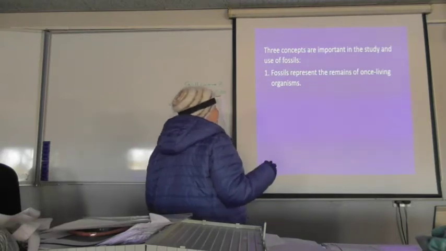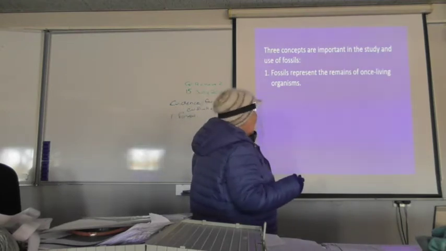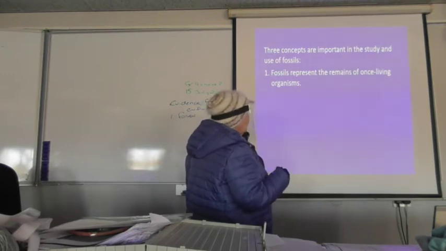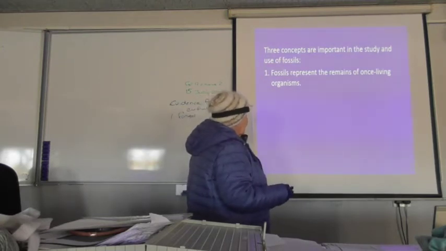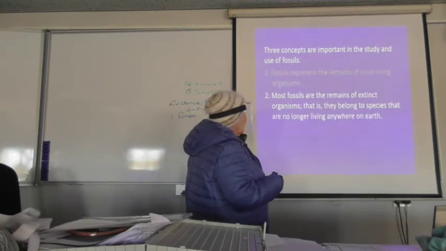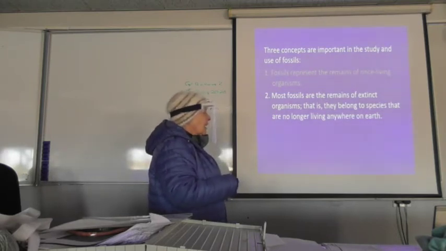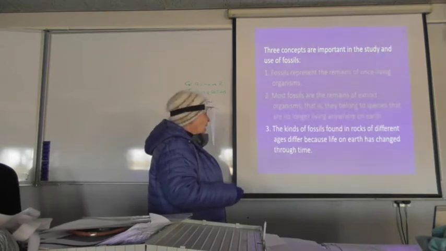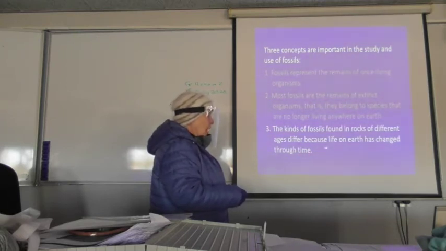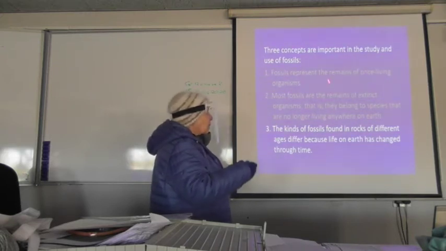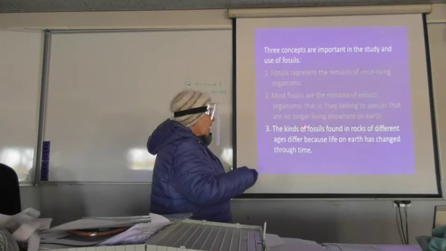There are three basic concepts in the study of fossil evidence that are important when considering it as evidence for evolution. The first one is that fossils represent the remains of once living organisms. That's critical. If they didn't, it would be absolutely no use as evidence. Most fossils are the remains of extinct organisms, so they belong to species that are no longer living anywhere on Earth. And then the kinds of fossils found in rocks of different ages differ because life on Earth has changed through time. This is a critical one. You can't get this one unless those two exist, so you've got to agree to those.